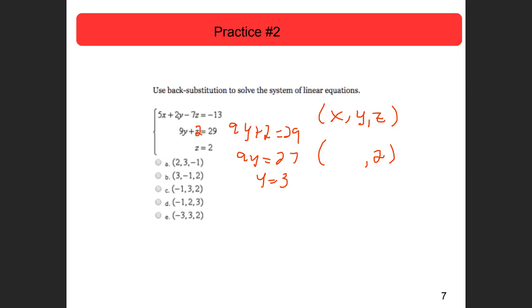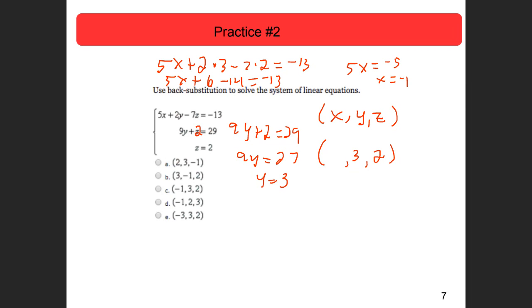So now I have two of my variables. And then for the last one, I just have to put the y and the z in. So I end up with 5x plus 2 times 3 minus 7 times 2 is equal to -13. And I just have to solve this. So 5x plus 6 minus 14 is equal to -13. What is that going to be? -8. So I'm going to add 8 to both sides. So 5x equals -5. x equals -1.